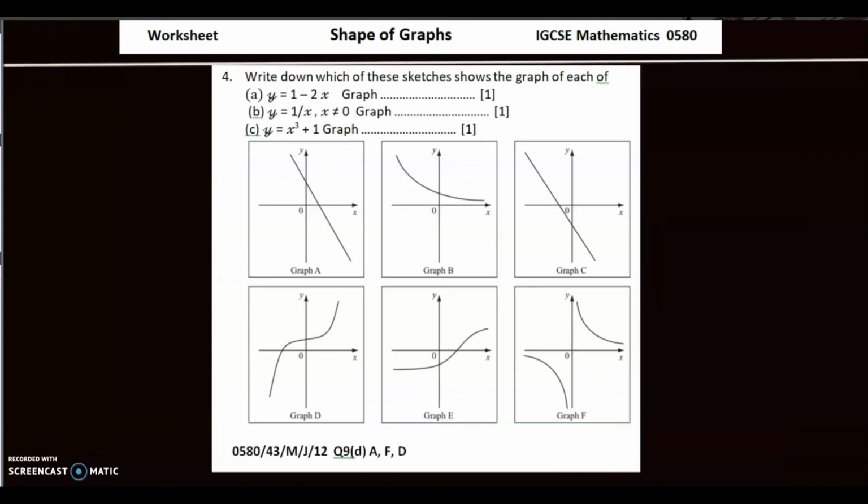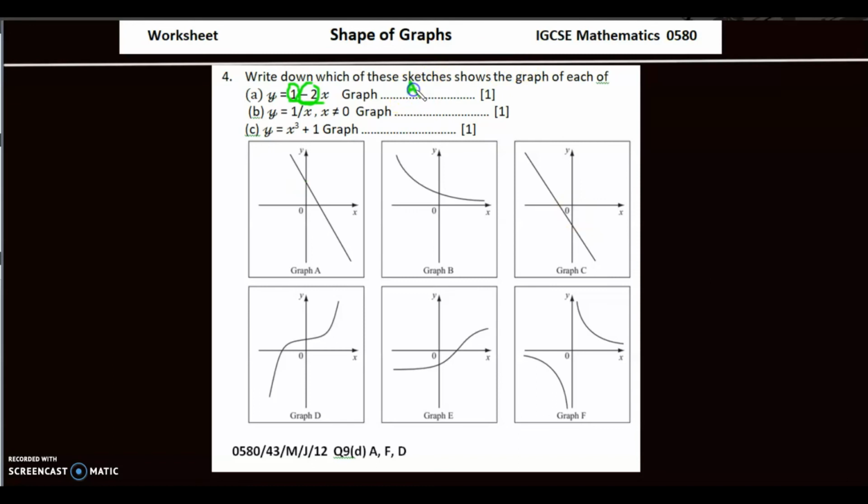Okay, question number 4. Again, we have to identify what's the graph for y equals 1 minus 2x. This is a linear line whose c is 1, the y-intercept is 1, and the slope is negative 2. That means it should be a falling line with y-intercept 1. So this is a falling line whose y-intercept appears to be 1, and here's a falling line as well, but this y-intercept would be a negative value. So the answer should be graph A for part A.